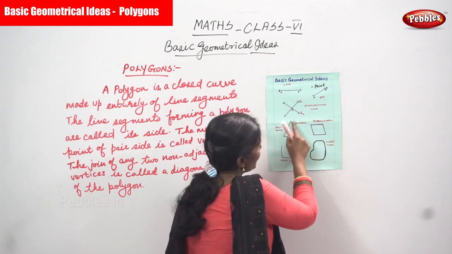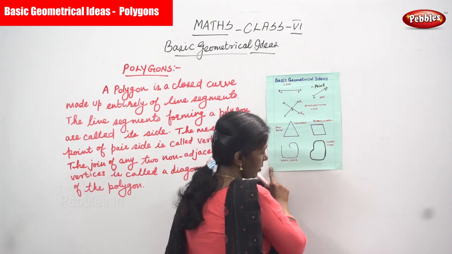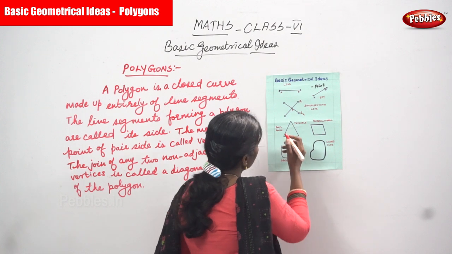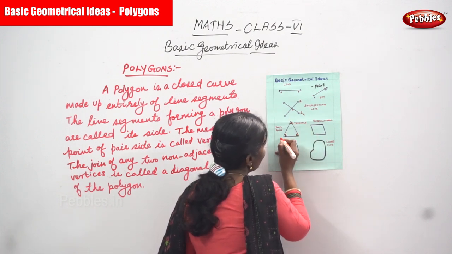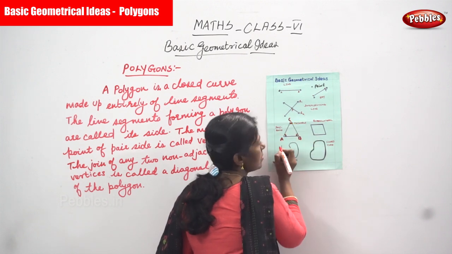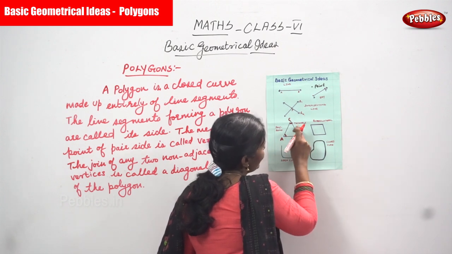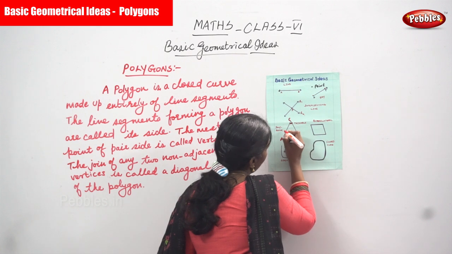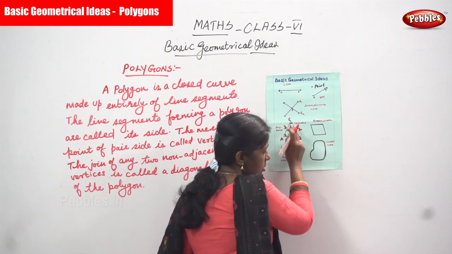A triangle has three sides and three vertices. That means this is one vertex, this is one more vertex, and this is one more vertex. For example, this is A, this is B and this is C. In a triangle, this is the first side, this is the second side and this is the third side.